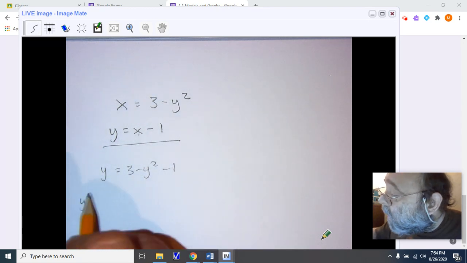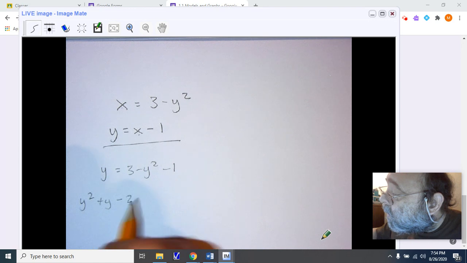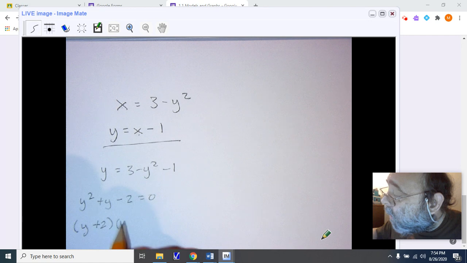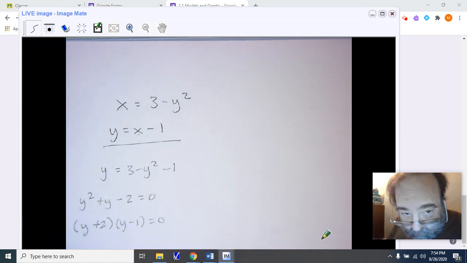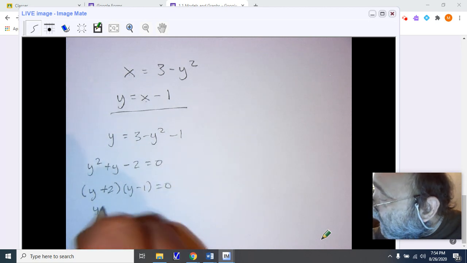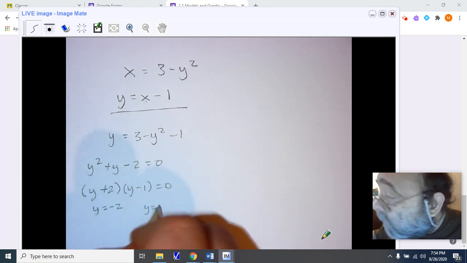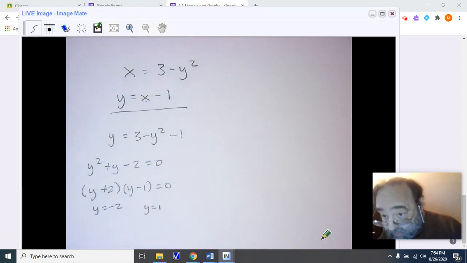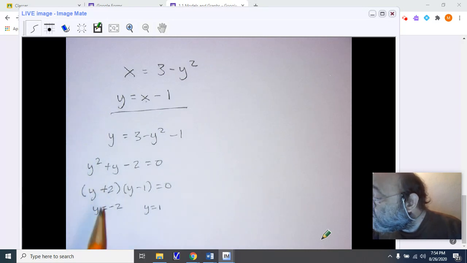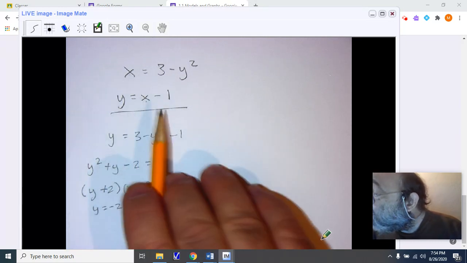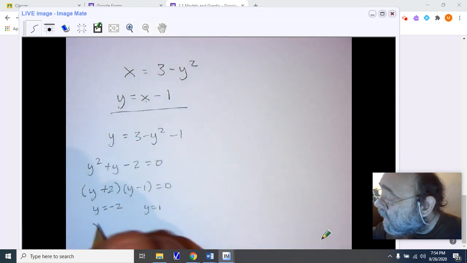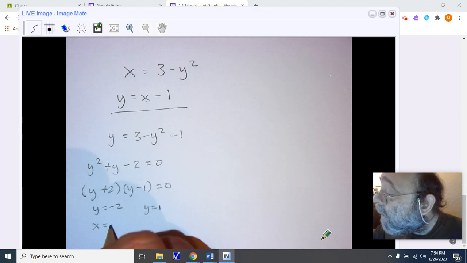Notice that I'm getting y squared plus y minus 2 equals 0, and therefore y plus 2, y minus 1. And then I can solve. So I have y equaling negative 2, y equaling positive 1. And just a reminder that once we reach this point, we're going to want to go back and find out what is the x. So if I put the x in, I'm just going to go ahead and put negative 2 equals x minus 1, add 1 to both sides, and x equals a positive.